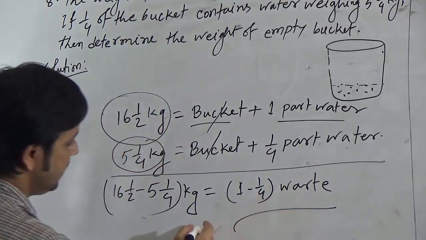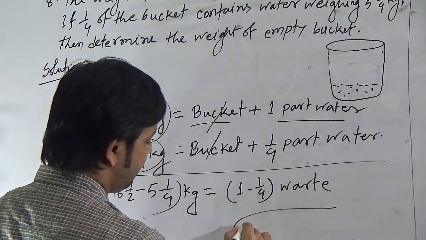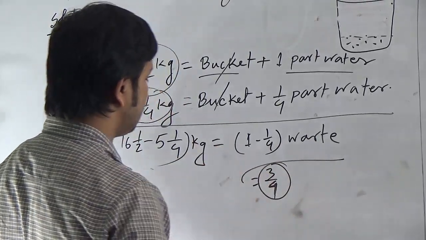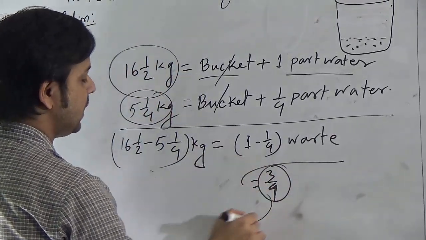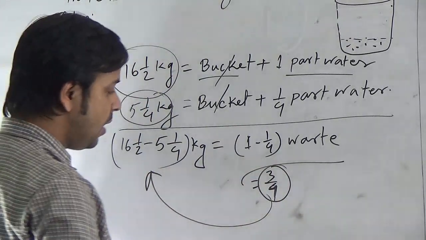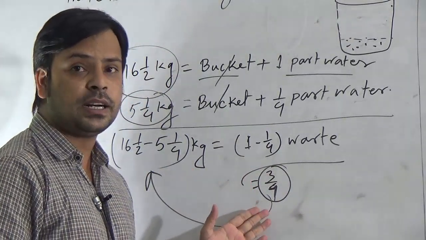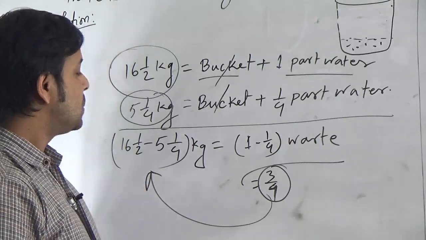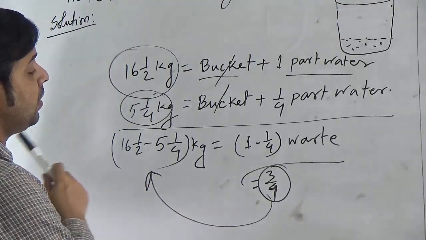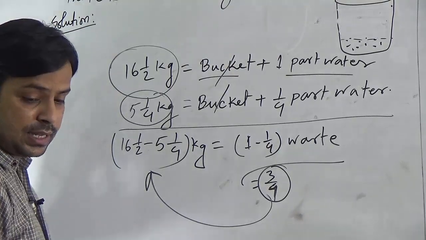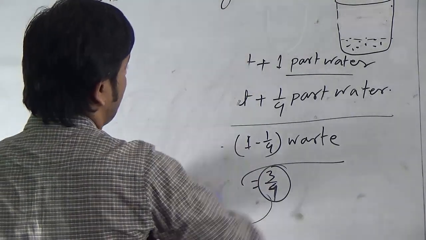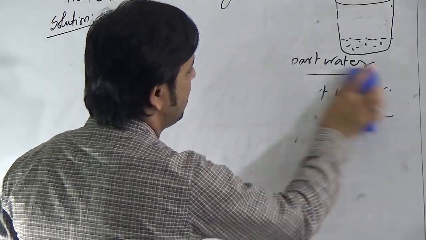It means that if we subtract this, we will get 3/4. The weight of 3/4 part of only water will be this. So we can solve the problem using this technique. Okay, let us start our solution. How can we write the solution? At first write the given information here.